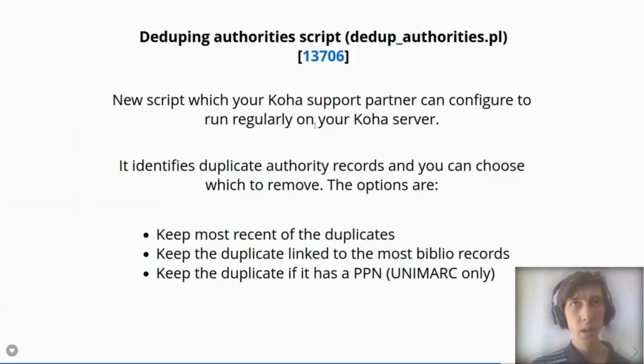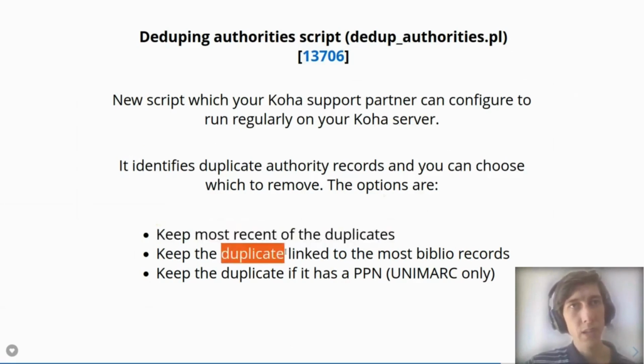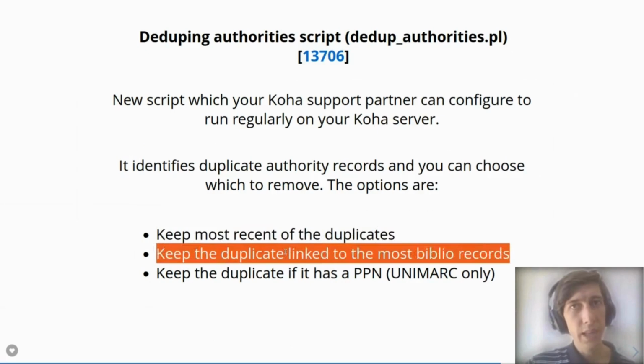Another rule, keep the authority that's linked to the most number of bibliographic records. So this is the most used authority heading. Keep that, remove the others. Or, and the third rule is more specific to UniMARC. It's for UniMARC only Koha installations. Keep a duplicate if it has a PPN.